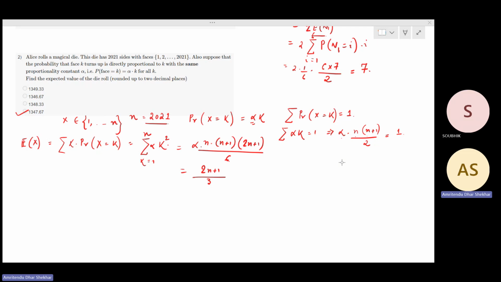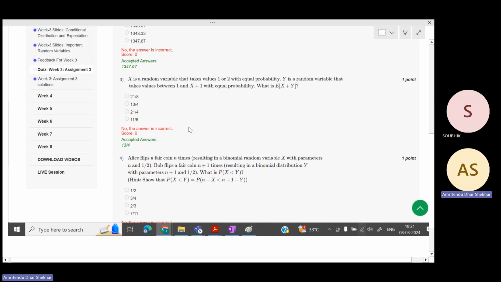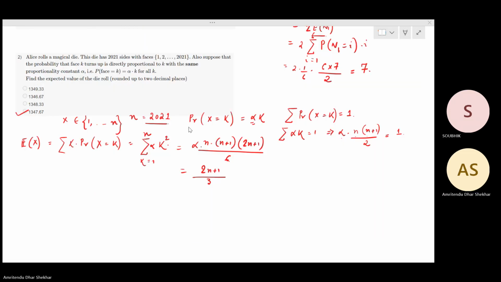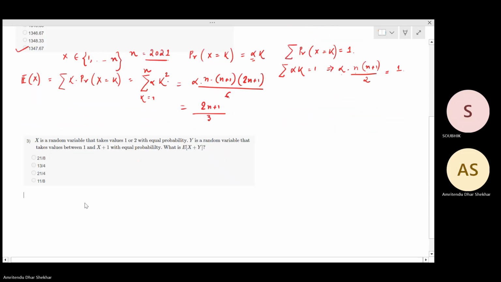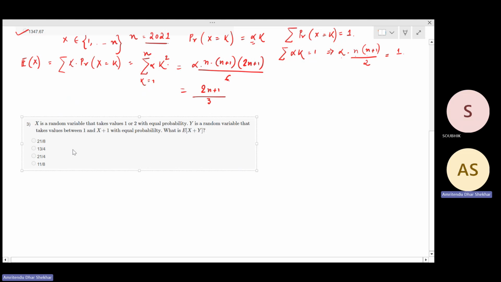There are in particular two problems which I found to be slightly not so easy. So okay, I'll let you know when we come to those problems.